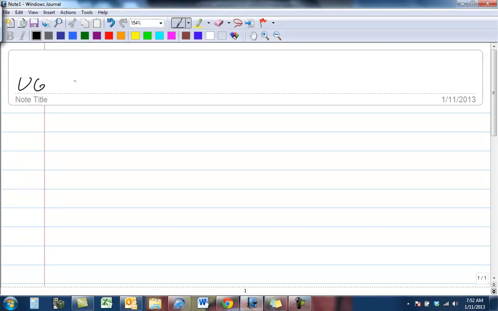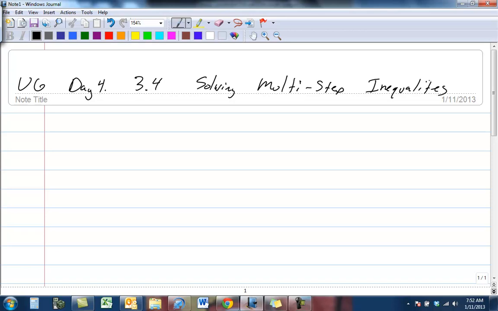All right, Unit 6, Day 4, which is Section 3.4, Solving Multi-Step Inequalities. Now, solving multi-step inequalities is just like solving equations, right? We're going to follow PEMDAS in reverse, right? So you're going to start with addition, subtraction, and work your way backwards.